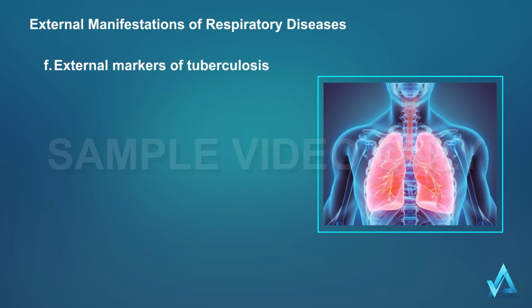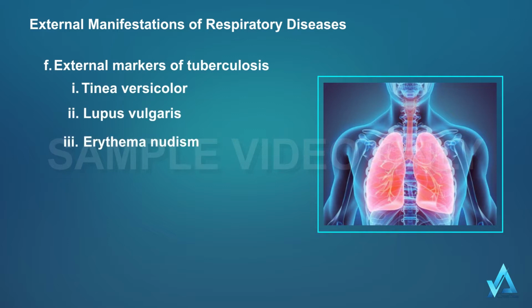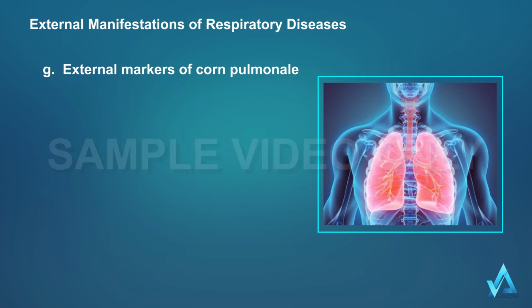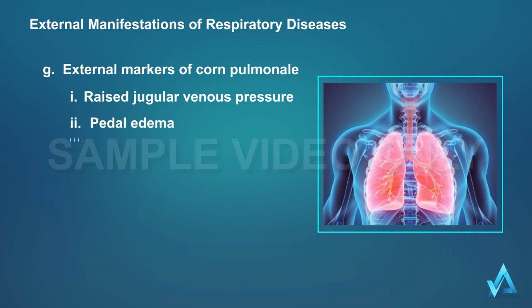External markers of tuberculosis: tinea versicolor, lupus vulgaris, erythema nodosum, scrofuloderma, caused by atypical mycobacteria, M. scrofulaceum, epididymo-orchitis. External markers of cor pulmonale: raised jugular venous pressure, pedal edema, ascites, liver enlargement.